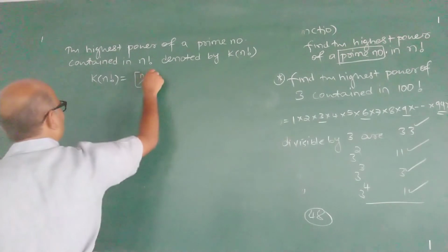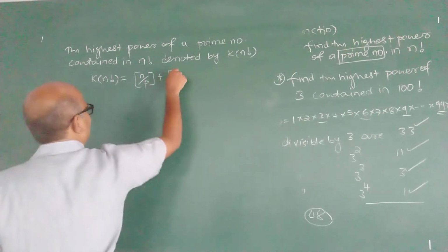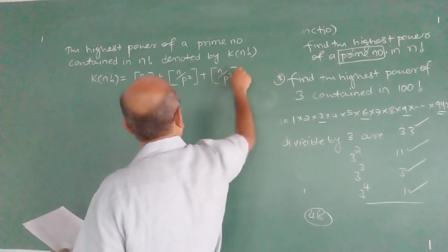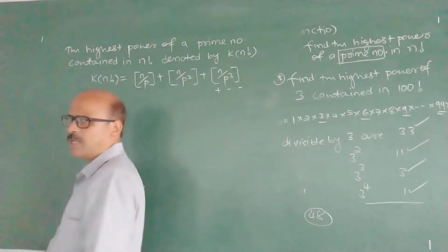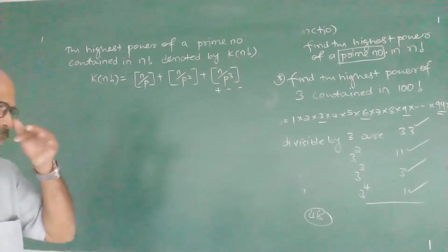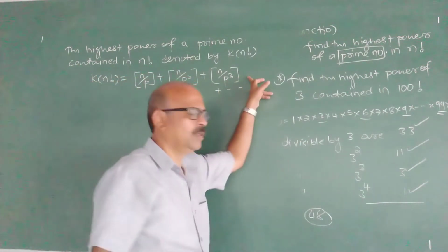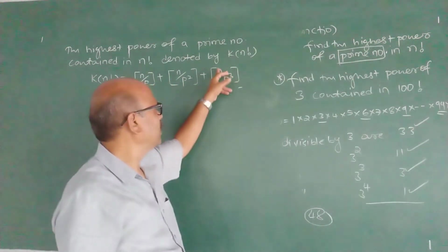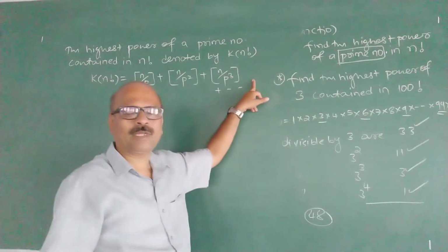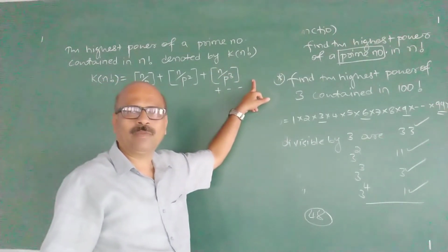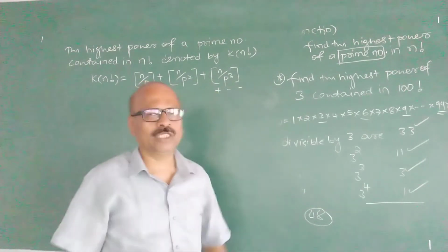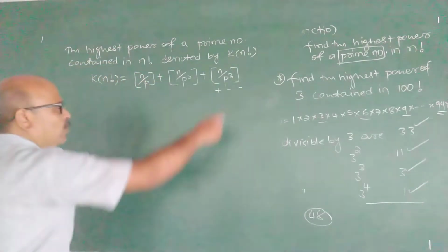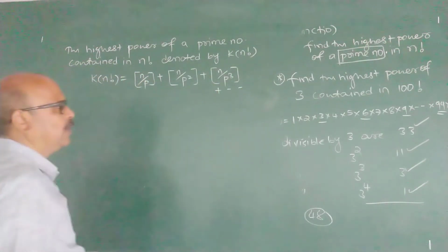the floor of n by p plus the floor of n by p square plus the floor of n by p cube, plus so on. This is the formula. You have to continue till you get 0 here: the next term is the floor of n by p raised to 4, and so on. You have to continue this till you get 0. See, in the above example, how do you apply the formula?